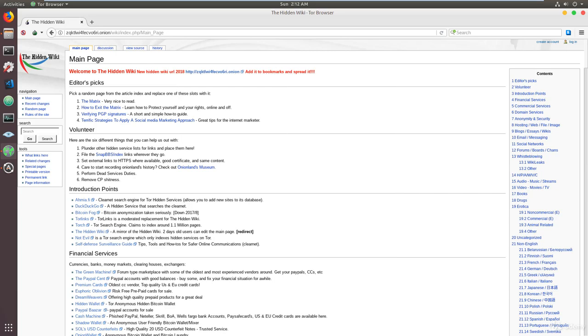That being said, let's have a quick overview of the hidden wiki and why it's so helpful. By default, it is a very well designed website, as you can see here. Its main purpose is to sort and display all the hidden services or the hidden links on the deep web or on the dark web for that matter.